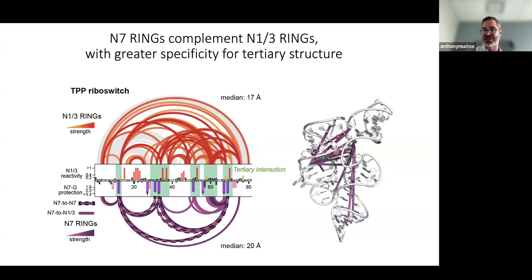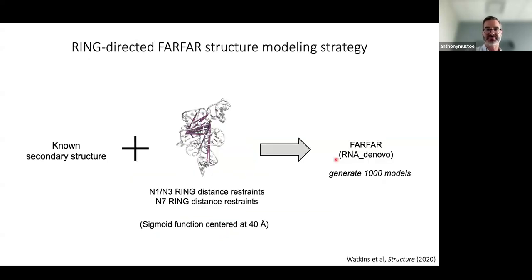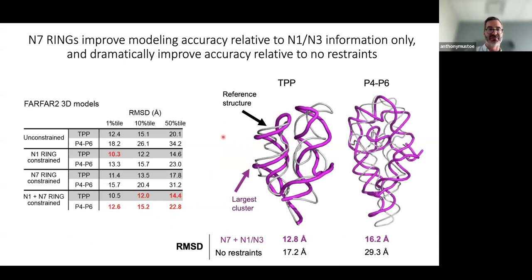You can project these onto the three-dimensional structure, and you can see that these in general do identify relatively short distances. So what we did is combine these: take knowledge of the known secondary structure as well as these rings that we're measuring, implement them as distance restraints, and then feed that into Fold, generate models, and basically evaluate how well these restraints improve structure accuracy.